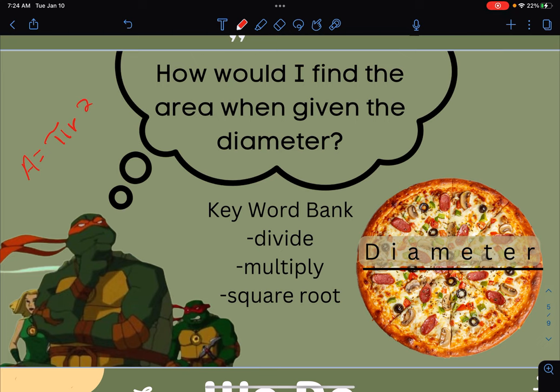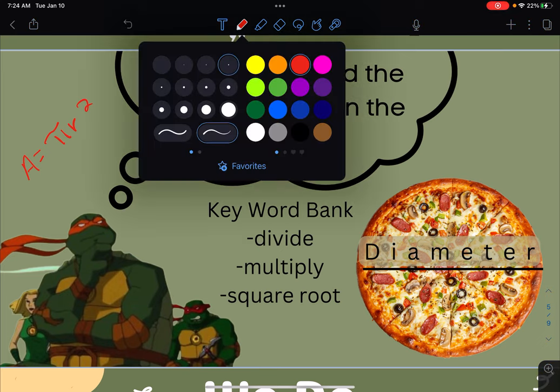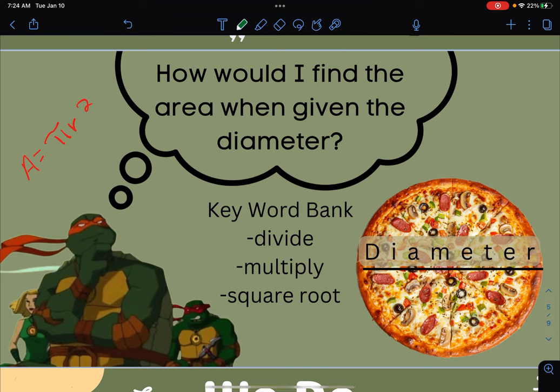What do you think you have to do in order to find radius? Remember that radius is from the center of the pizza to the outer edge. So what do you think you have to do with your diameter? Let me change the color so that we can see it. It stands out. So yeah, if you said you have to divide your diameter by 2, that is correct. So your radius equals diameter divided by 2.